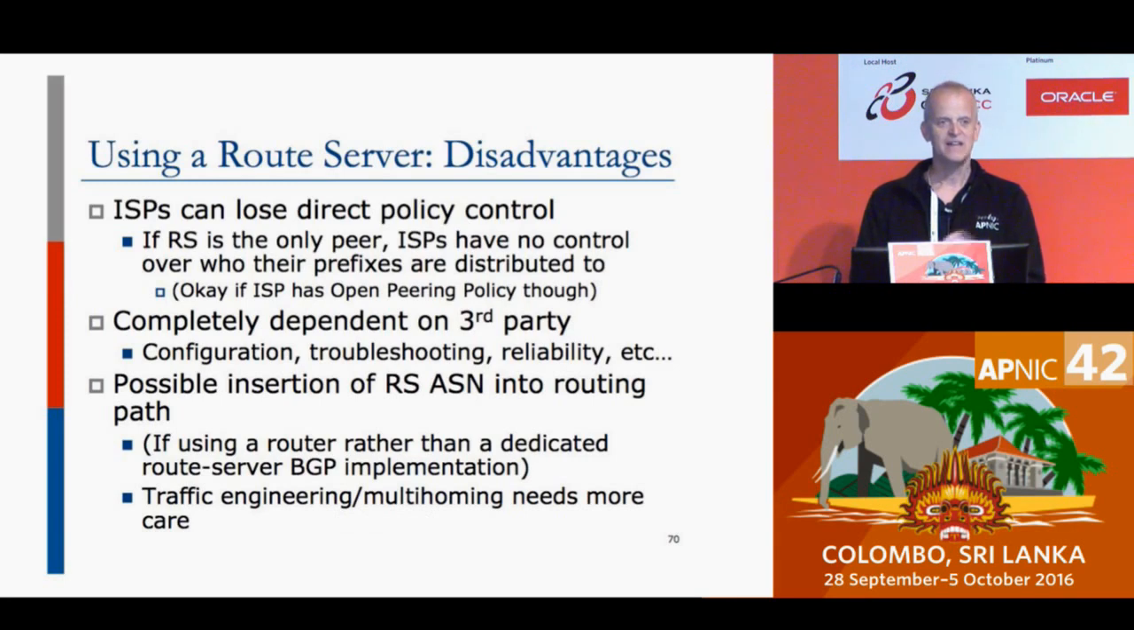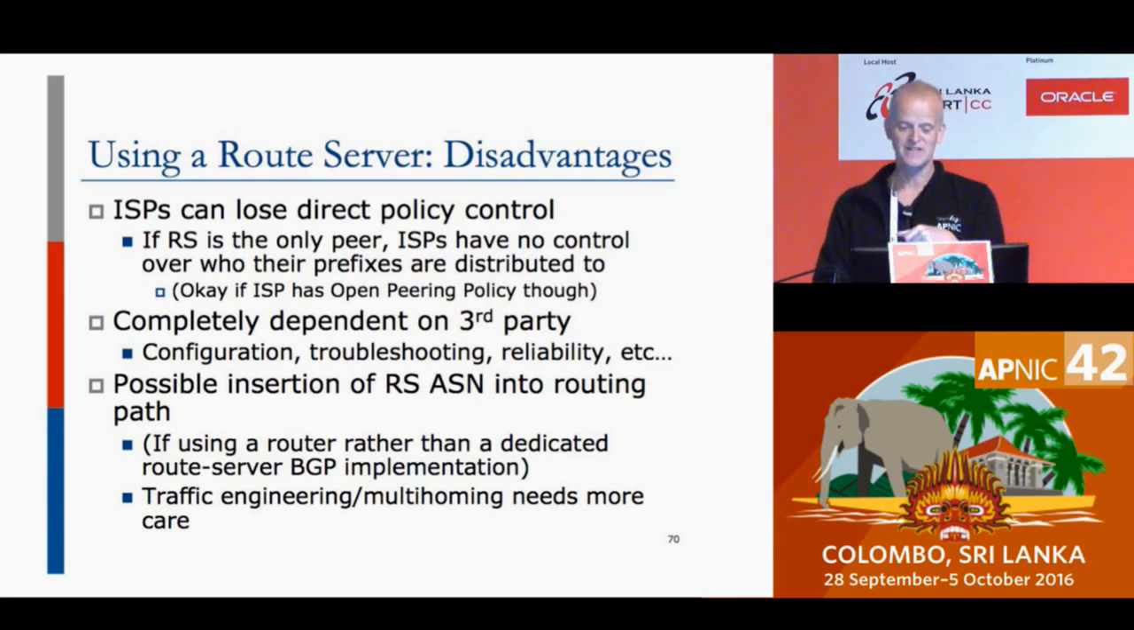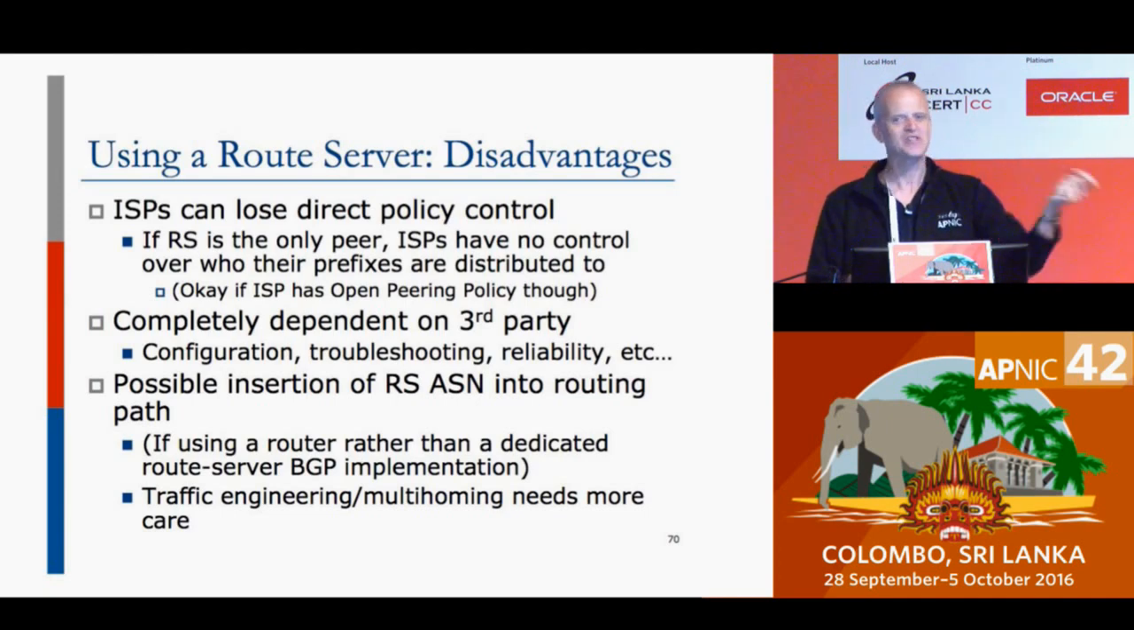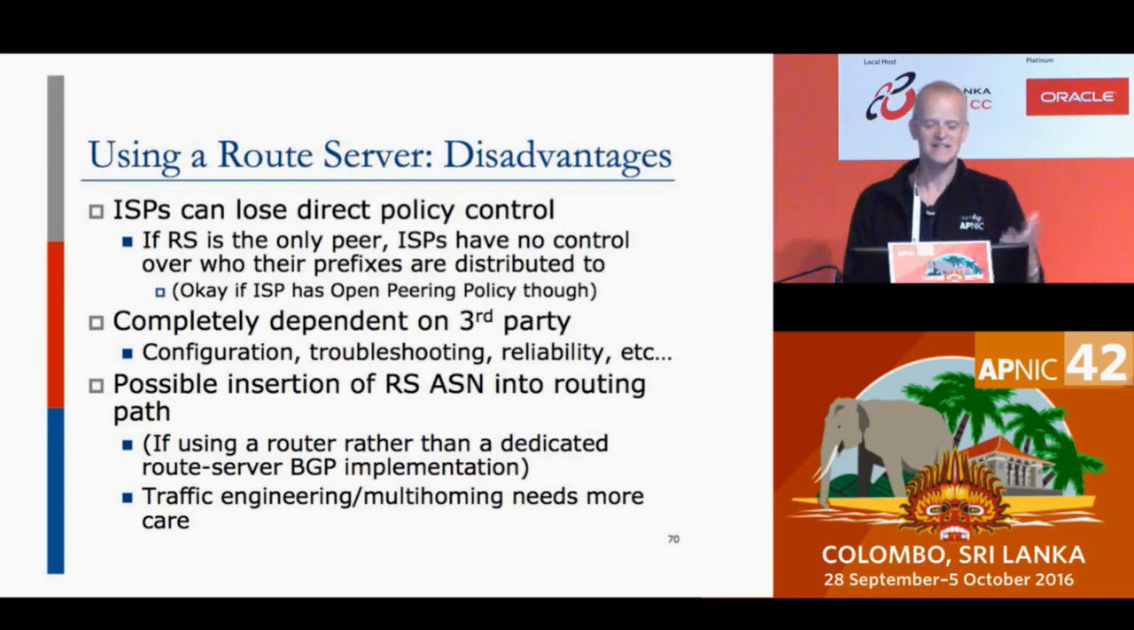Of course, if you have an open peering policy, the route server is great. If you have a selective peering policy, then you can lose direct policy control if you choose to peer with the route server. So it's only for those who have an open peering policy, really. Because if you're selective, by definition of the name, you want to select who you peer with, and you can't really do that through the route server unless it has that functionality in it.